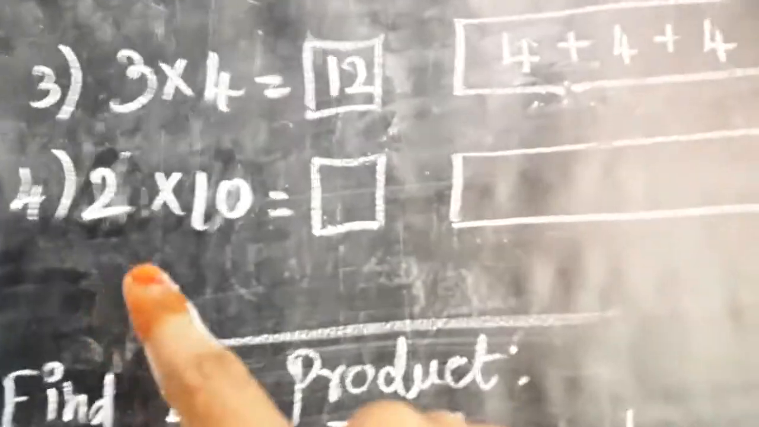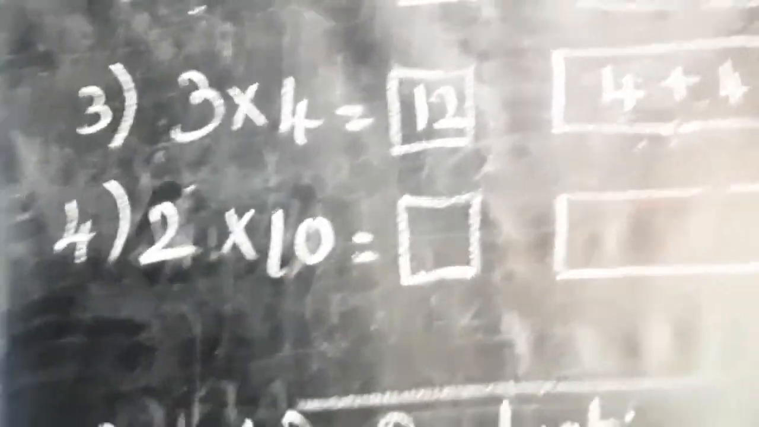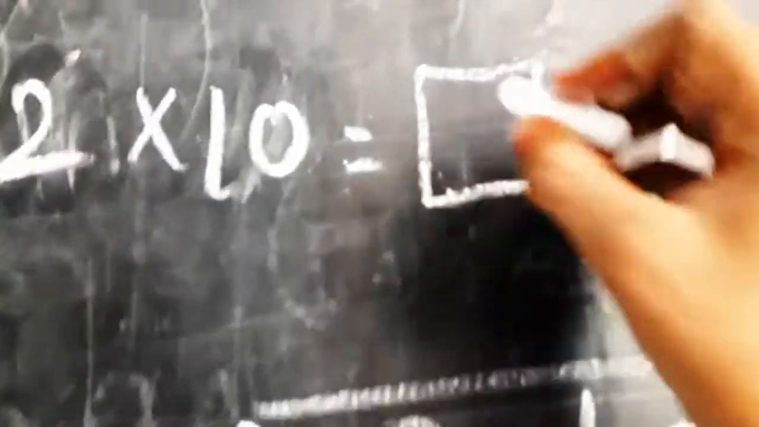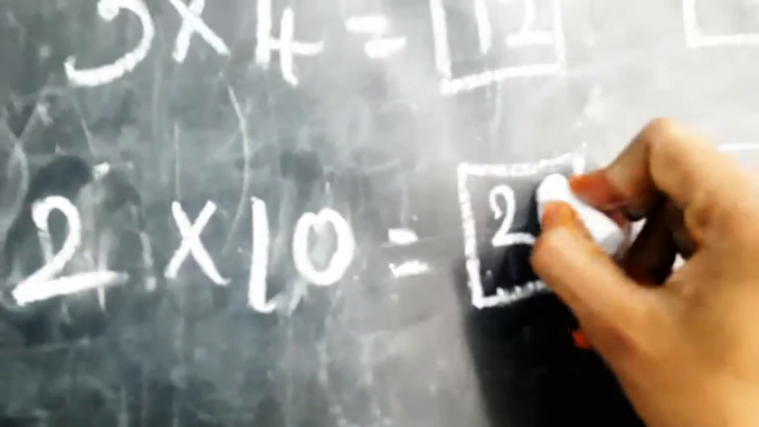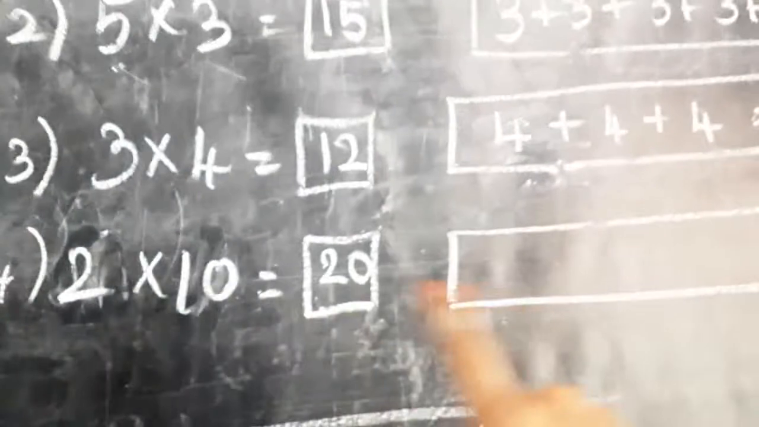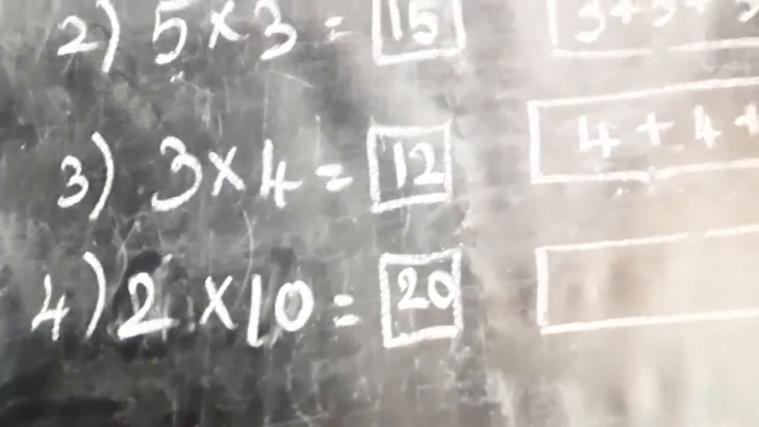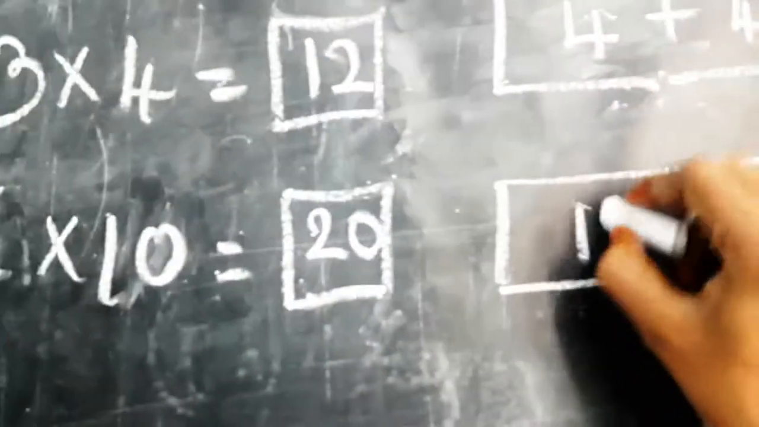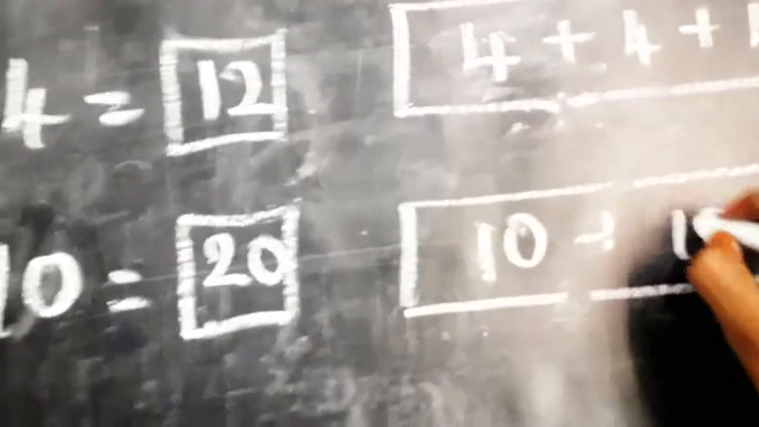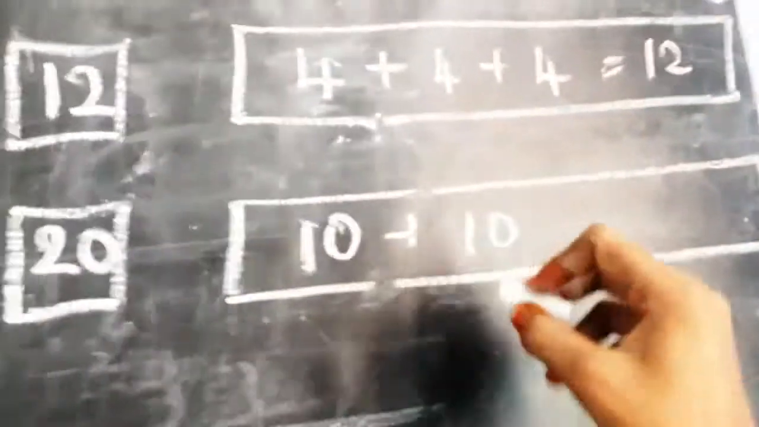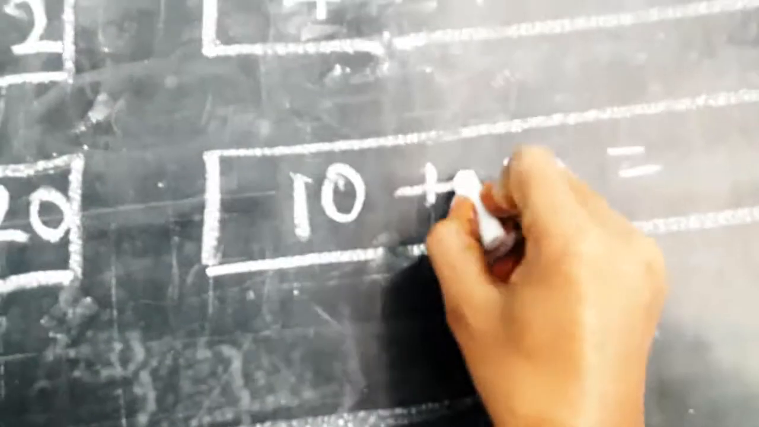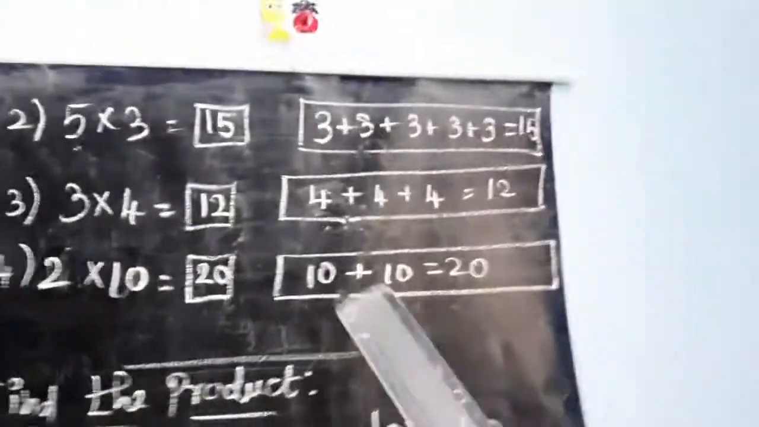Now look at another example. 2 10s are 20. Here, write the repeated addition. 10 is how many times? 2 times. We can add 10 plus 10. 10 is written 2 times. So 10 plus 10 is equal to, yes, 20. That is a repeated addition.